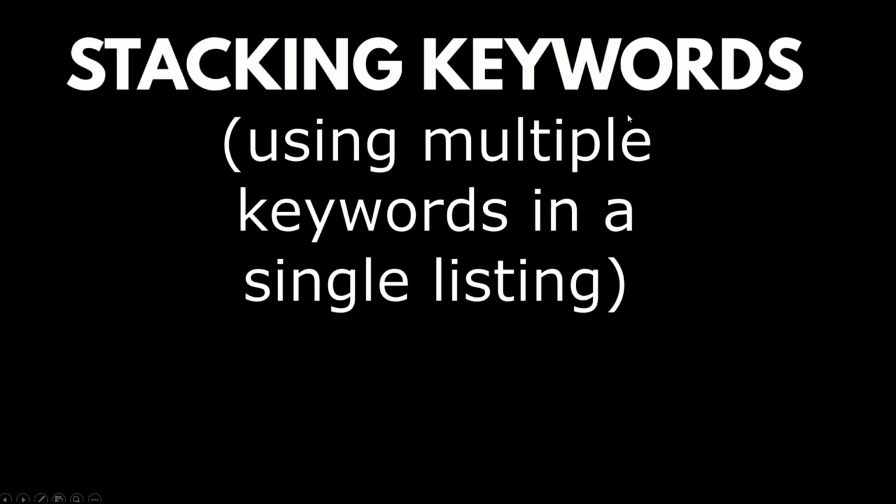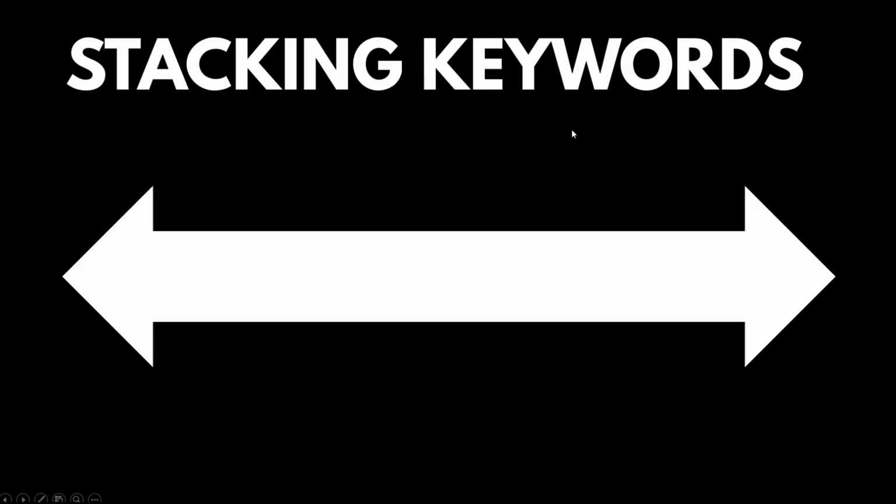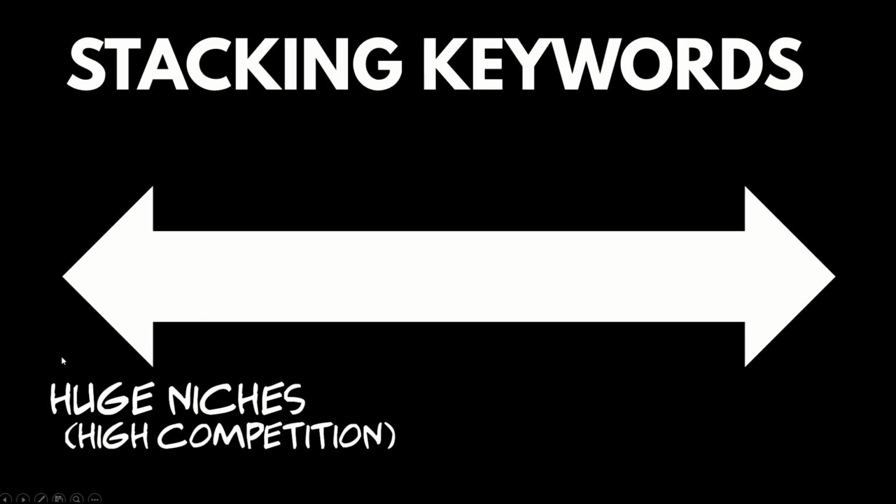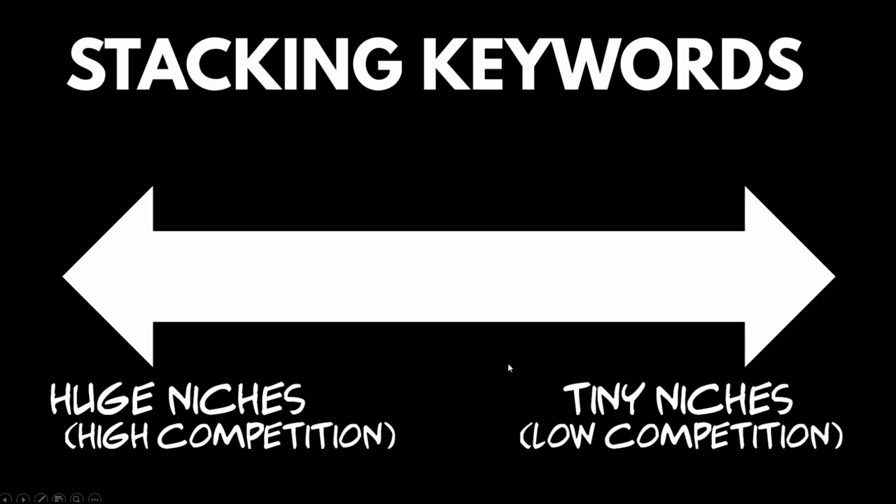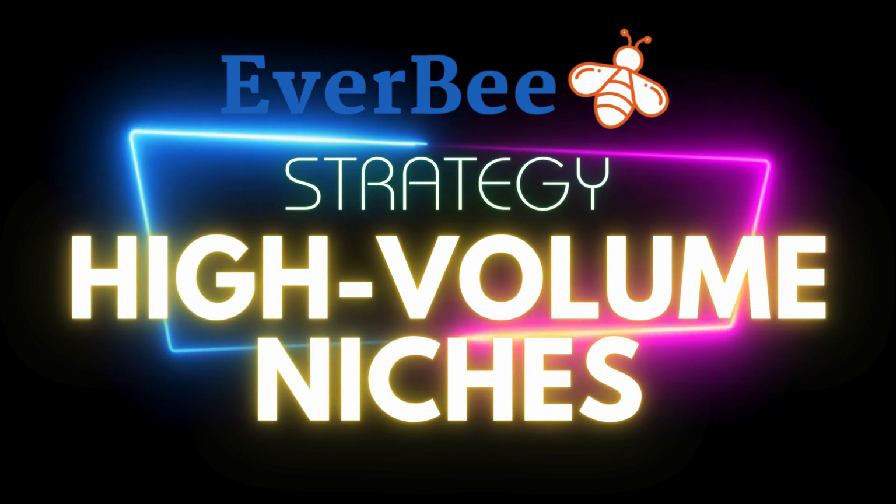Okay, so if you're gonna be stacking keywords, there's really two ways you can do this. There's two different options, and they're sort of at the different ends of the spectrum here. The first one is the strategy for huge niches, but they have high competition. And so I'm gonna show you this one first, then I'm gonna show you about tiny niches. I'll show you an example with low competition. So let's check out the one with high competition first.